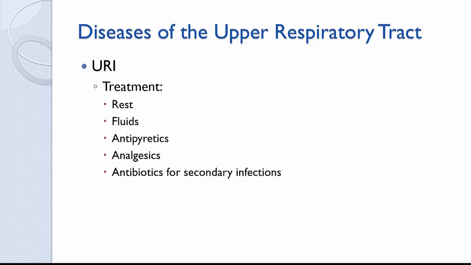So how would you treat this? You will treat this with palliative measures. Palliative measures include rest, fluids, antipyretics, and analgesics. And antibiotics can be prescribed if a secondary infection occurred, and hopefully you don't have to deal with this. But again, upper respiratory infection is not a cause for antibiotic treatment, because most of the time it's a viral infection.